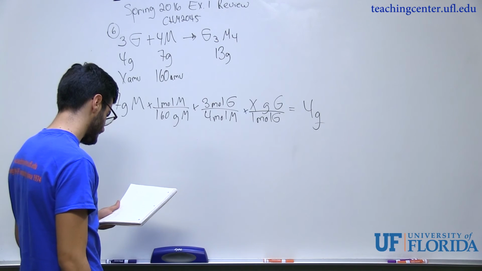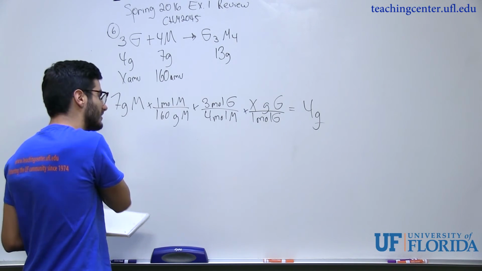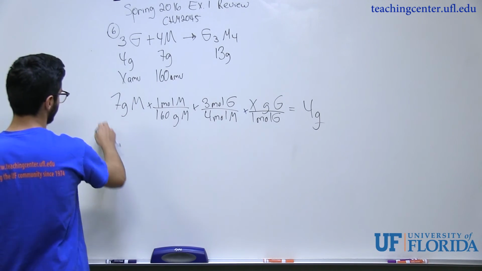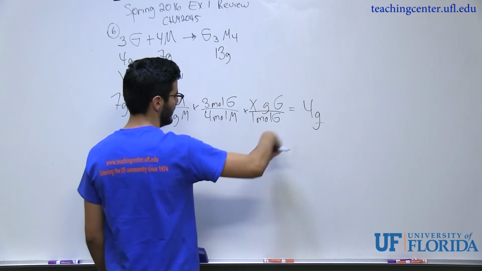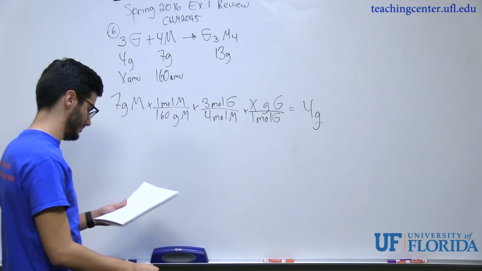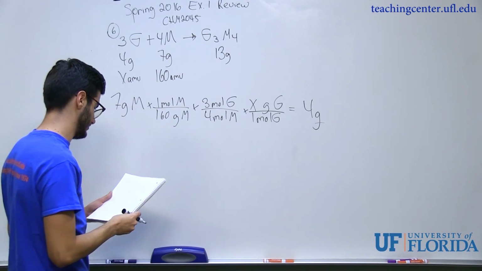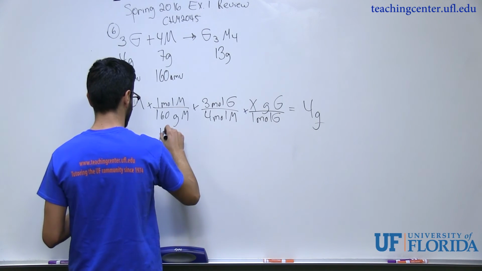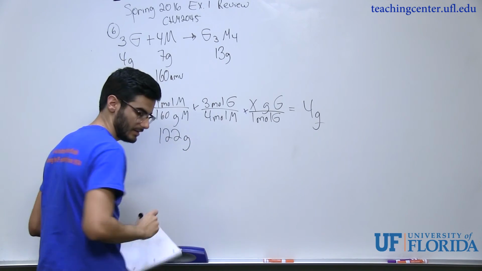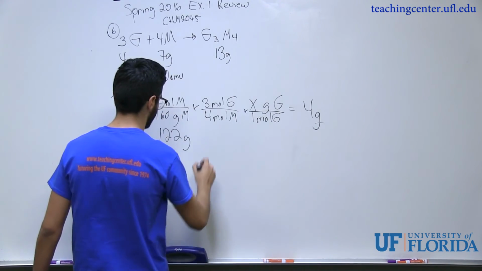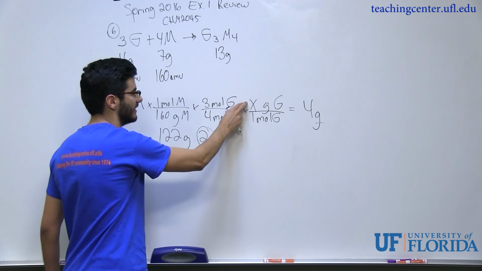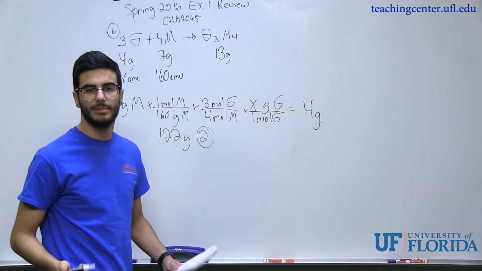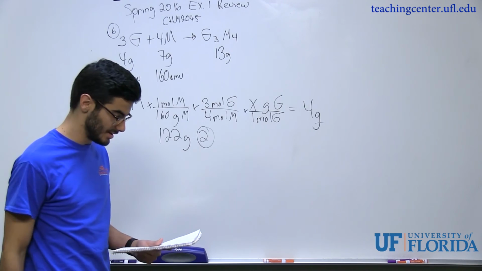So if you were to go ahead and work this all out and solve for X, right, you would do 7 divided by 160 times 0.75, and then 4 divided by that number. You will get an answer of 122 grams, or answer choice number 2. So remember, for this one, we were solving for something inside the table. It's a little different, but you got to kind of try to work your head around the question.